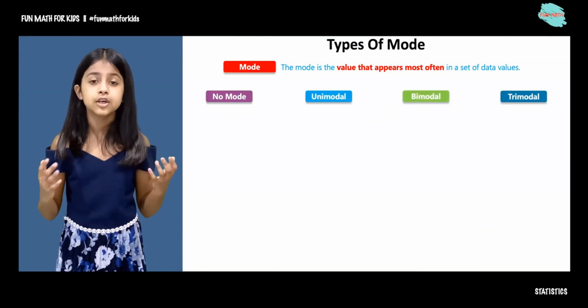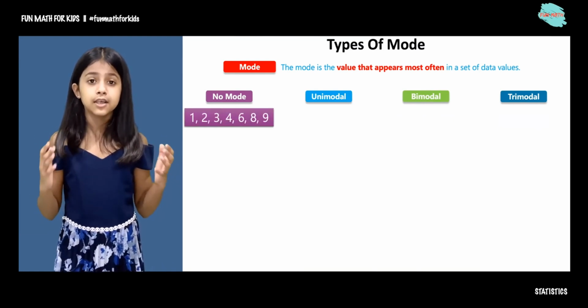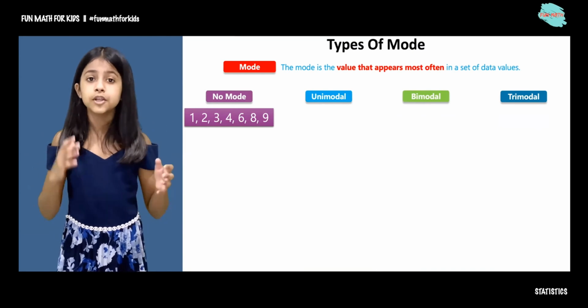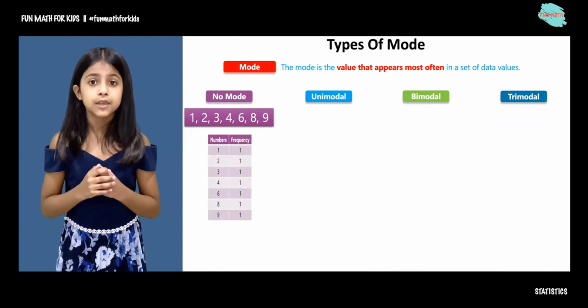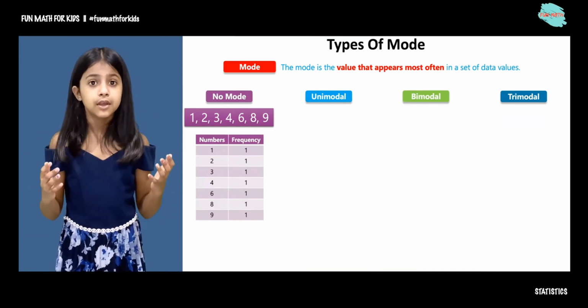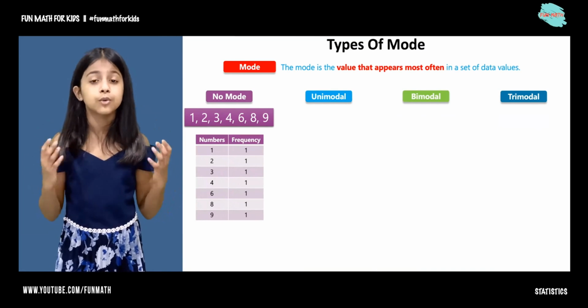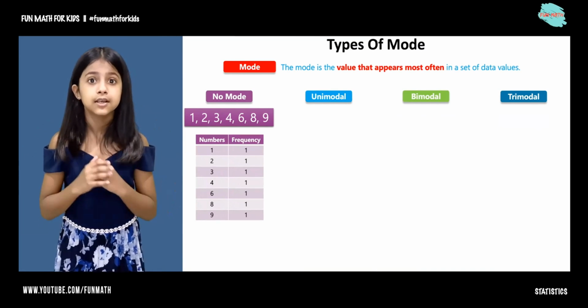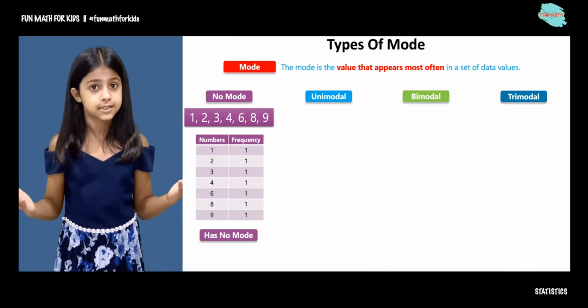Let's first begin with no mode. Here we have a data set. In it, we have numbers 1, 2, 3, 4, 6, 8, and 9. Here we have a frequency table. Here you can see that all the numbers appear only once in this data set. That is why there is no mode in this data set.